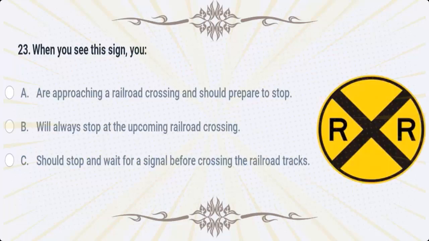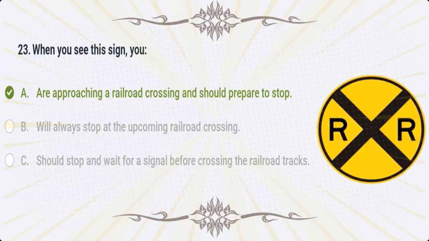When you see this sign, you A. Are approaching a railroad crossing and should prepare to stop. B. Will always stop at the upcoming railroad crossing. C. Should stop and wait for a signal before crossing the railroad tracks. A. Are approaching a railroad crossing and should prepare to stop.